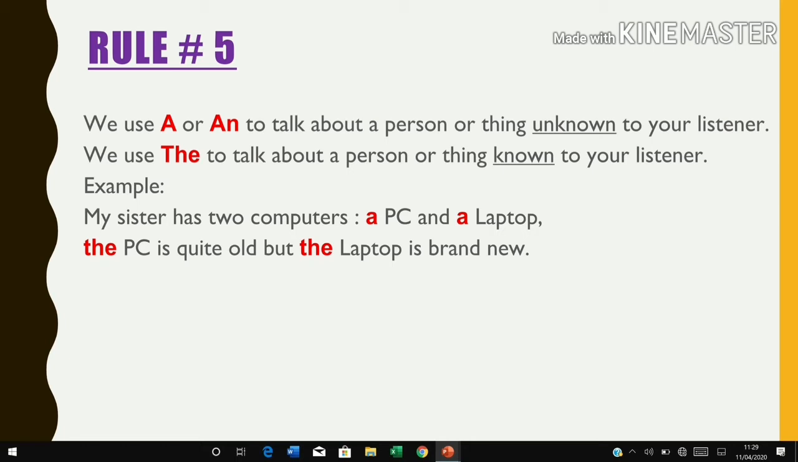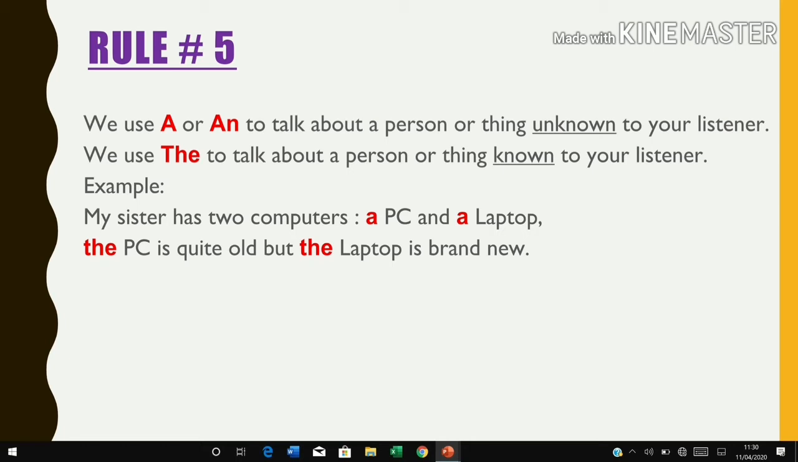I have already informed you about my computers, obviously about my sister's computers, isn't it? So now you know which thing I'm talking about. Now, I say the PC is quite old and the laptop is brand new. That means you now know about my things. So we can use a or an to talk about a person or thing unknown to your listener, and the to talk about a person or thing known to your listener.